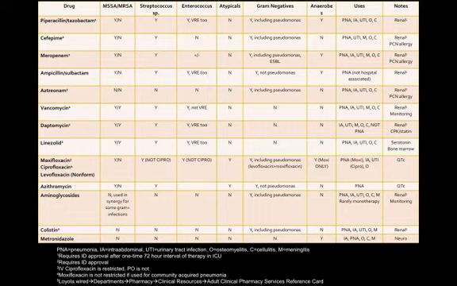The things that you need to know specific to each of those agents. Pip/tazo is not going to penetrate the CNS, so please don't use it empirically if you're worried about CNS infections. But other than that, you can use it empirically for just about anything. It's going to have good anaerobic coverage, good gram-negative coverage. It's going to cover VRE potentially, as well as MSSA and strep pneumo.